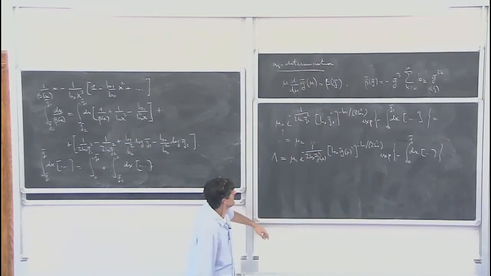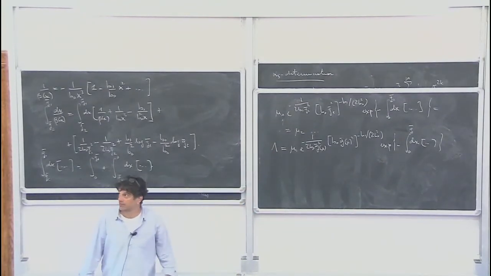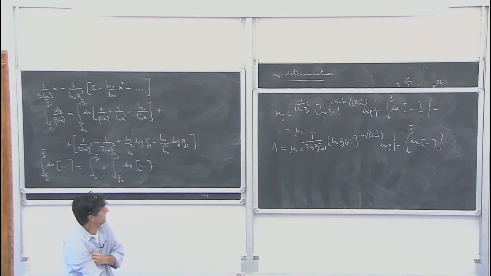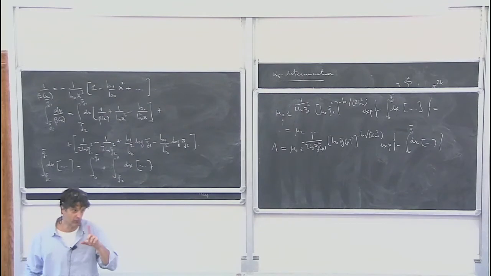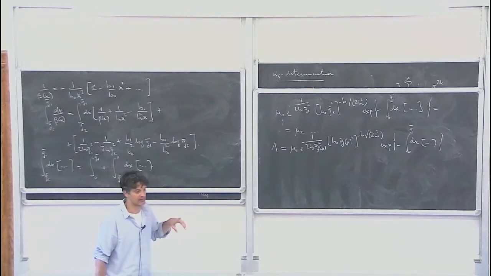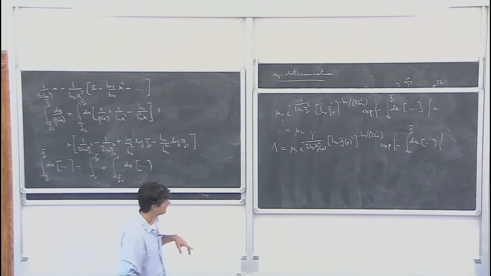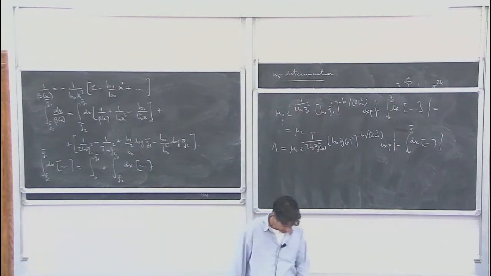There is a nice feature about the lambda parameter, and that is that as you go from one scheme to another, the connection between lambda parameters is a one-loop relation. So a one-loop calculation gives you the exact relation between lambda parameters. We can leave that as an exercise. It's in the notes.